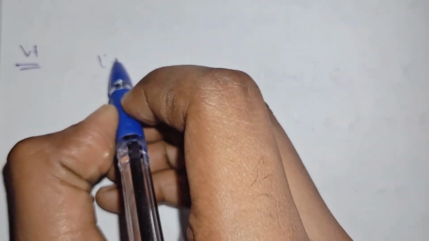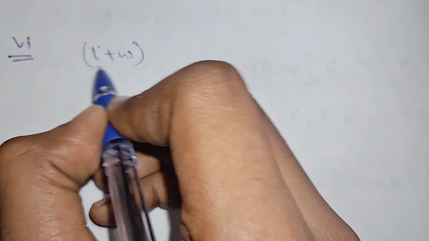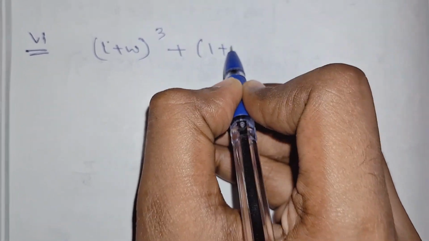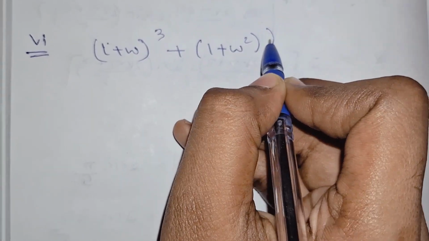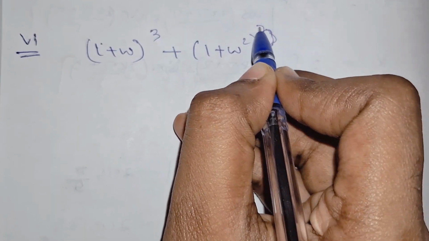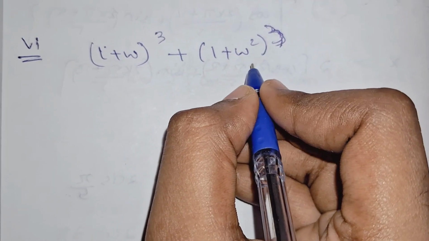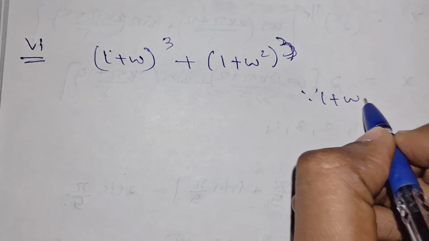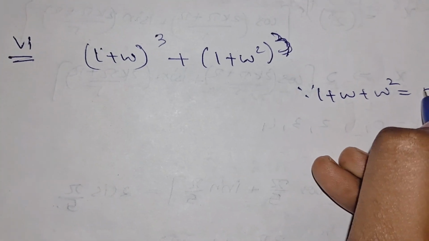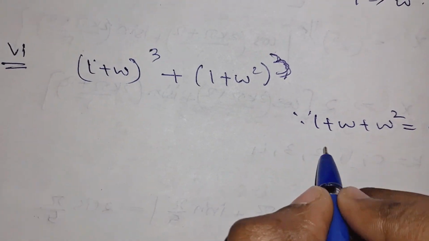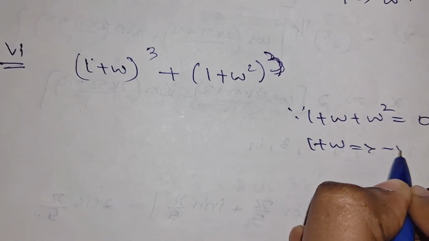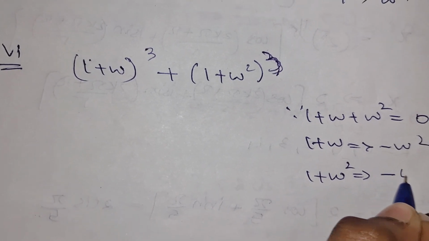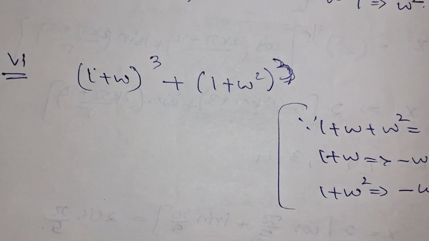It is given that 1 plus omega whole cube plus 1 plus omega square whole cube. This is the question we have. So what we are doing is, we know that 1 plus omega plus omega square is equal to 0. Therefore 1 plus omega can be substituted as minus omega square, and 1 plus omega square can be substituted as minus omega. So we are substituting simply in this way.